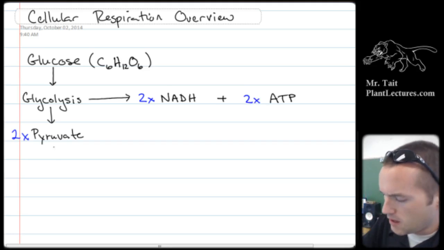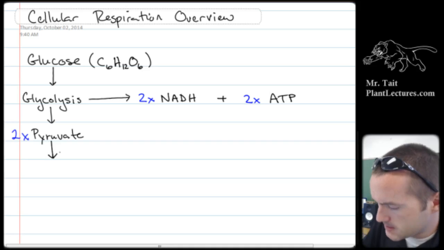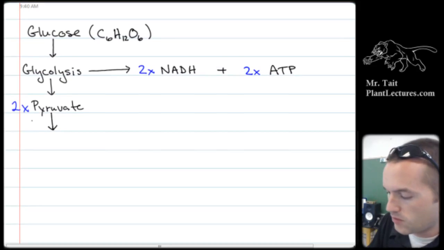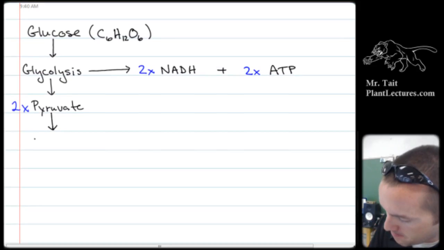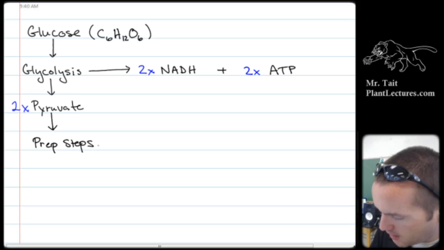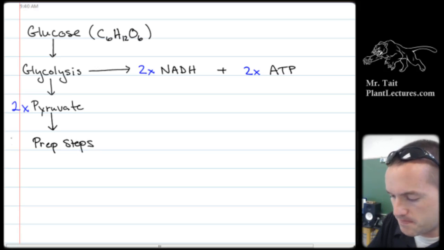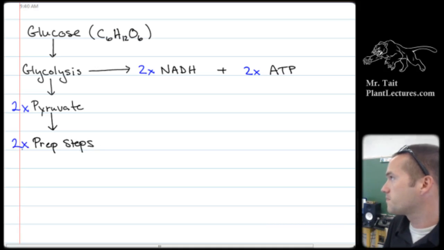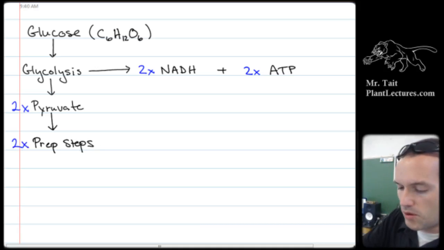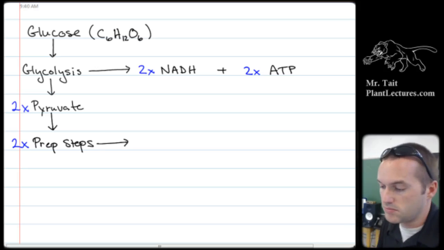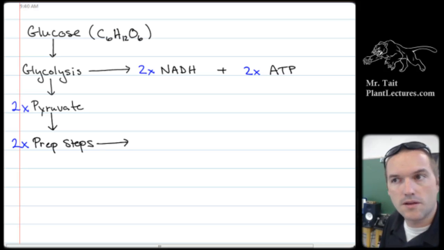Okay? Then our pyruvate is going to go on into what site or what step? Not yet. Prep steps. How many times are we going to do the prep steps? Twice. 2 pyruvates yields 2 prep steps. Okay? What do the prep steps produce for us? CO2. And what else? Acetyl coenzyme A.